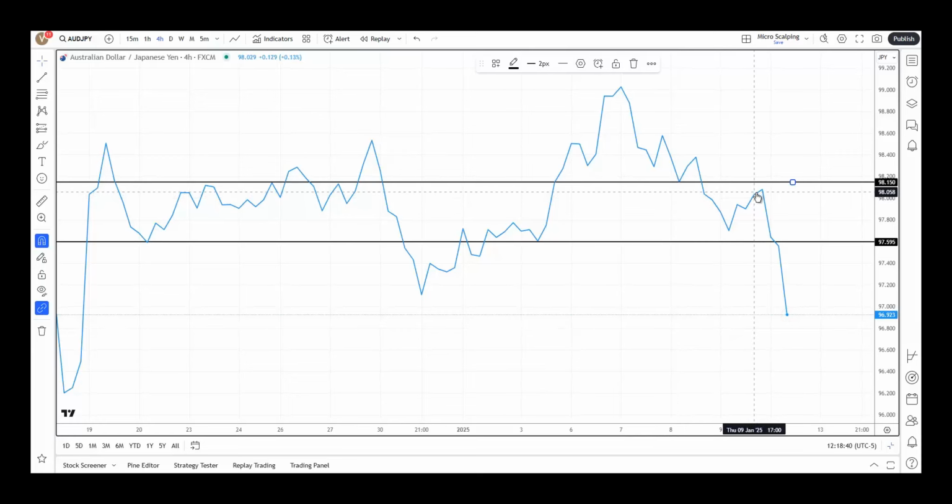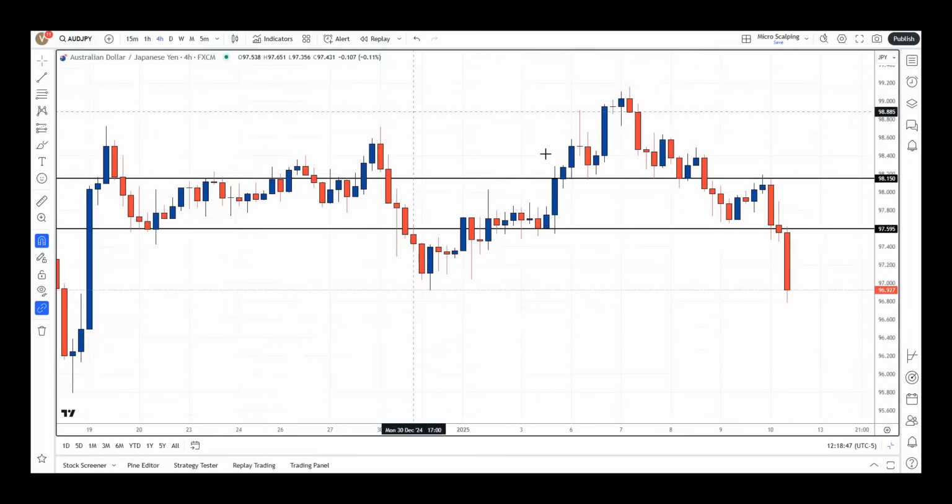Again, we don't know what's going to happen here. We're not trying to predict it's going to go down from here. No, we don't know that. Price needs to tell us. So let's have a look at the candlestick chart again.